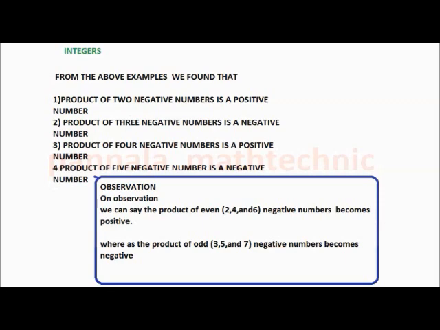So now from the above examples we found that the product of two negative numbers is a positive number, the product of three negative numbers is a negative number, the product of four negative numbers is a positive number, and the product of five negative numbers is a negative number. So observing all these things, we can say the product of an even number of negative numbers, that is 2, 4 and 6 like that, becomes positive. Whereas the product of an odd number of negative numbers, that is 3, 5, 7, 9, 11 like that, becomes negative. So these are the points we have to observe.